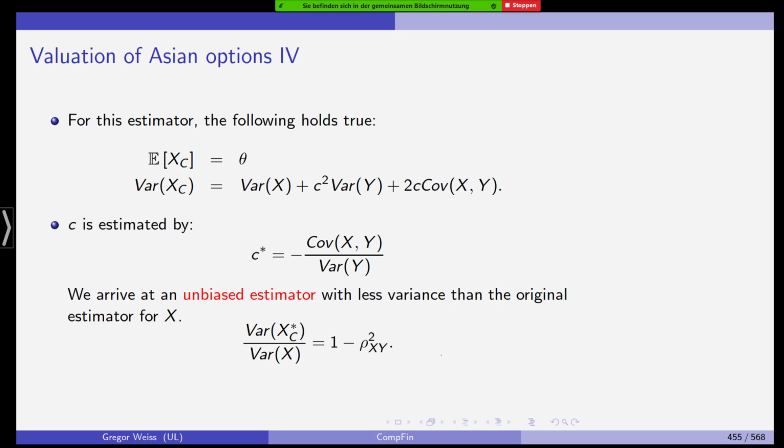I hope this is clear. So it's unbiased because it's theta that we get as the expected value of xc, and actually the variance of xc is smaller than the variance of x in case we have a non-zero correlation.